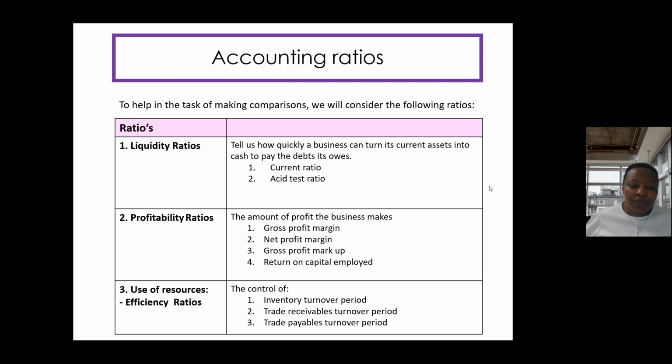And then the third one is how efficiently we are using our resources. In that ratio group, we're going to be looking at inventory turnover period, receivable turnover period, and payable turnover period. But in this video, we're focusing on the liquidity ratio, so we'll be discussing both the current ratio as well as the acid test ratio.